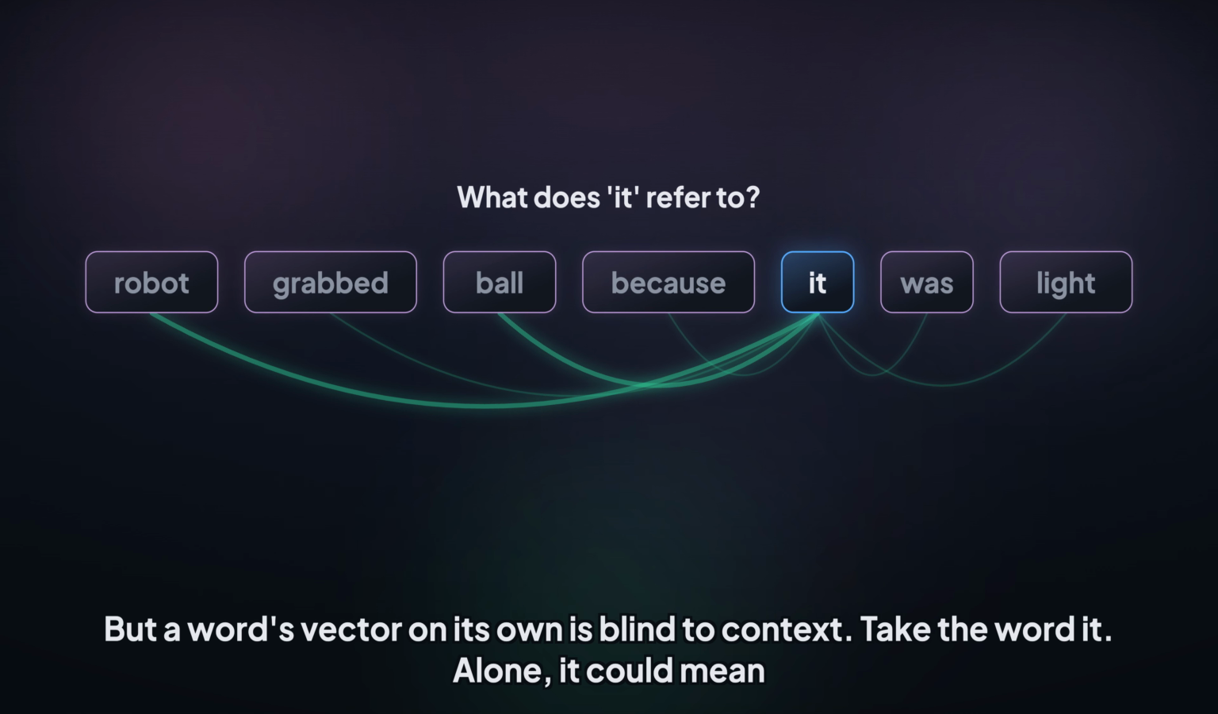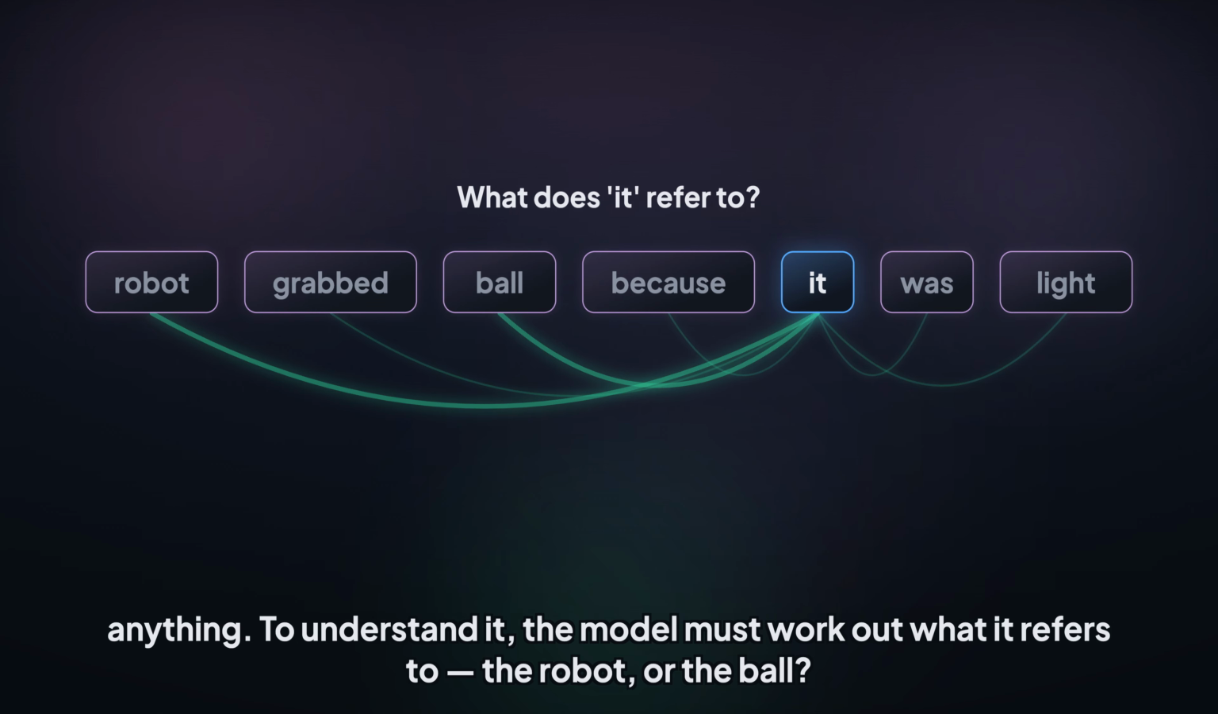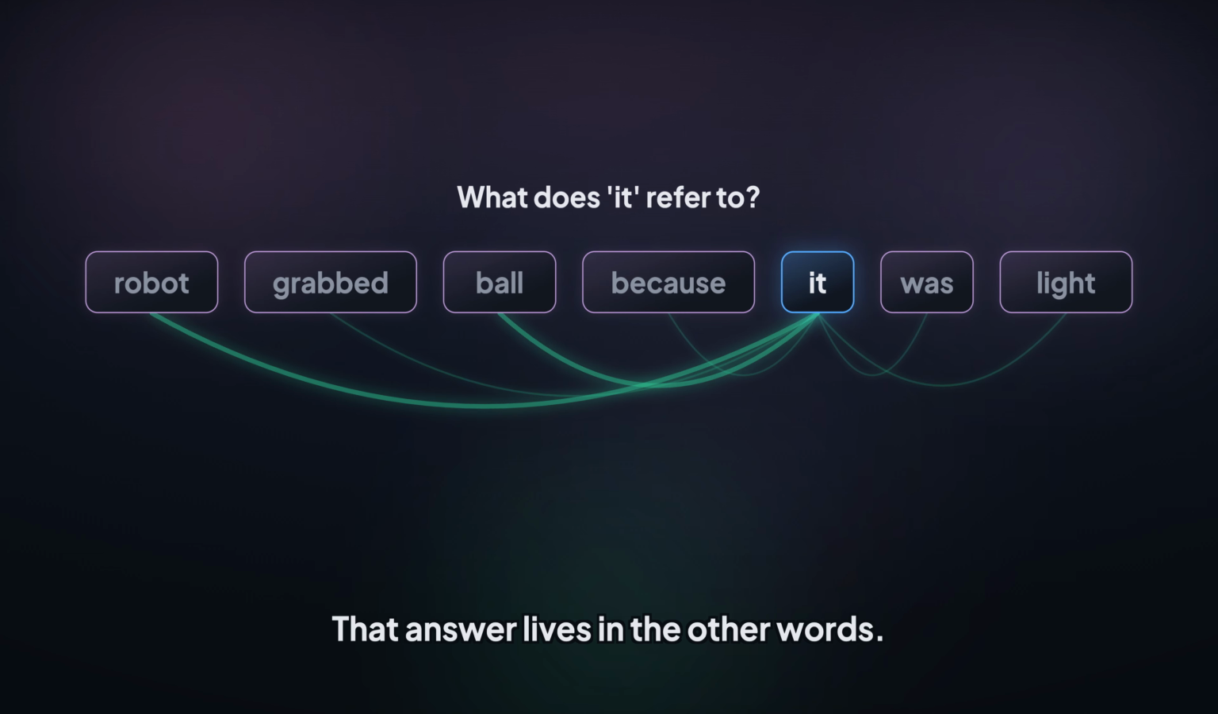But a word's vector on its own is blind to context. Take the word it. Alone, it could mean anything. To understand it, the model must work out what it refers to, the robot or the ball. That answer lives in the other words.